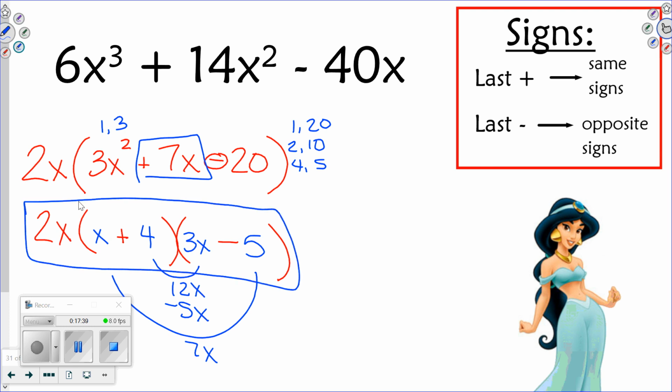Now, if you had 2x, and then you had 3x minus 5, and then the x plus 4, these were switched, would that be okay? Meaning if I had 2x, and then 3x minus 5, and x plus 4. Is that okay? Yes, because the entire group is the same. If this was a minus and that was a plus, that's different. That would flip your signs and make that negative 7x. Okay?